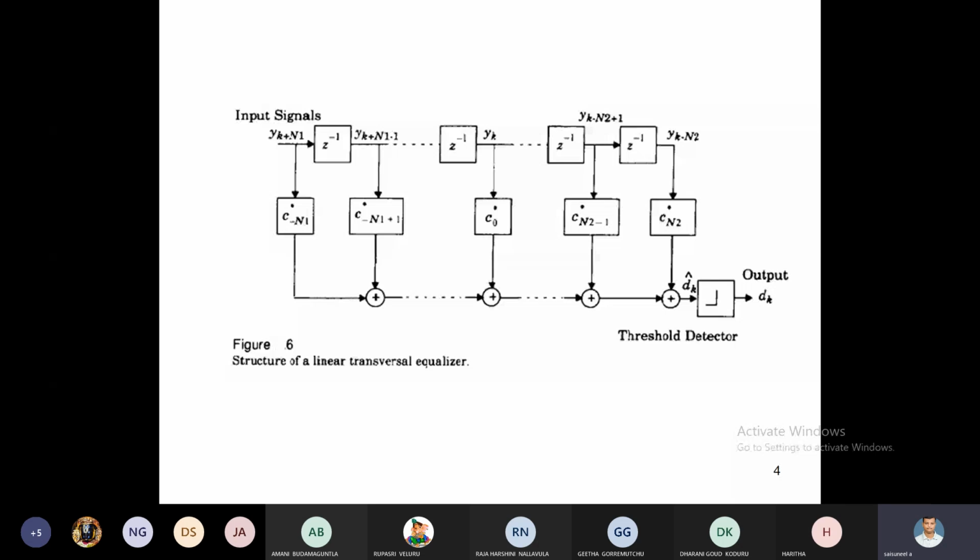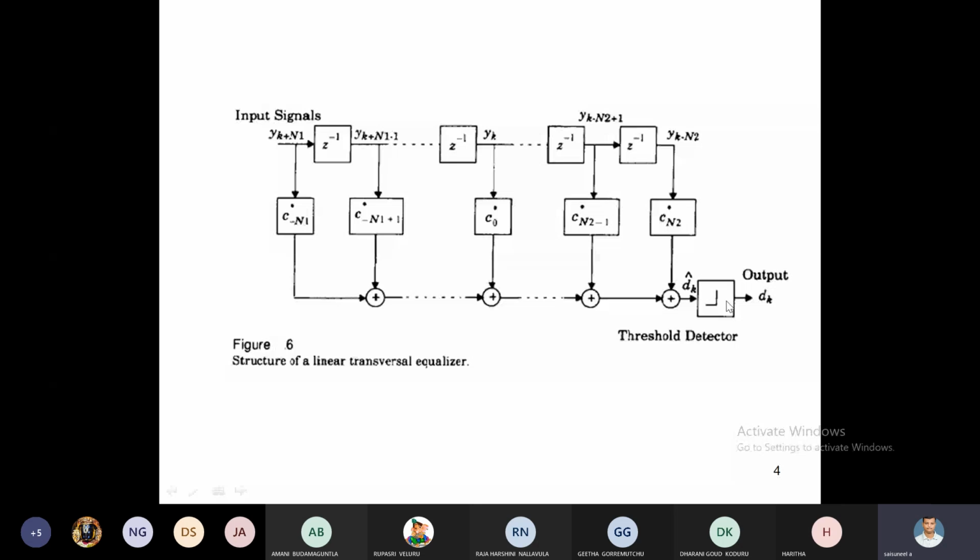You see here Z inverse, which shows delay for different sections, and C-N1, C0 and so on show the number of weights. By applying the input signal here, different delays occur. After the delays, we apply the weights. After the weights, we go for summation. All the summations finally give the output signal.